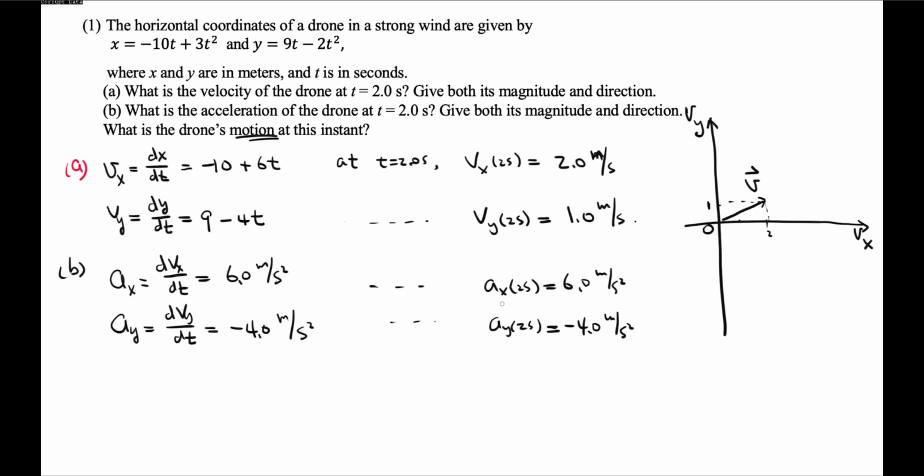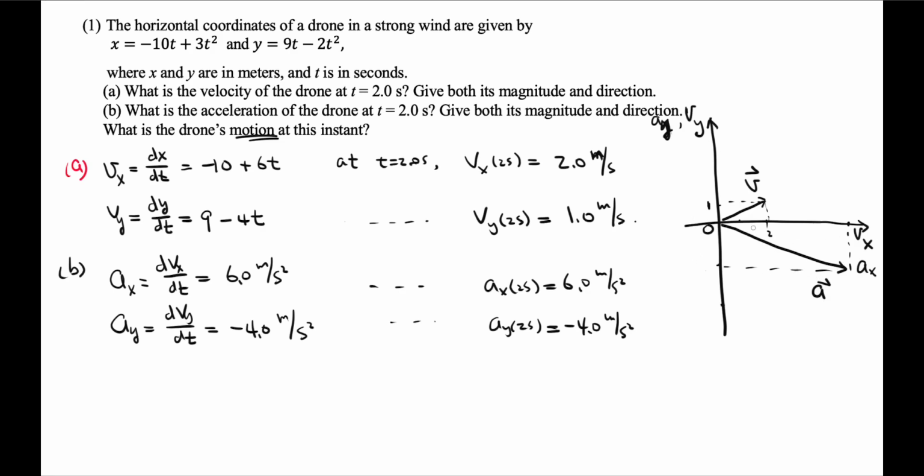All right, now let's draw ax and ay. ax is 6, ay is negative 4. So 6 is probably about here. In this case, the coordinate system is ax, ay. So the acceleration direction is roughly like that. That's A.